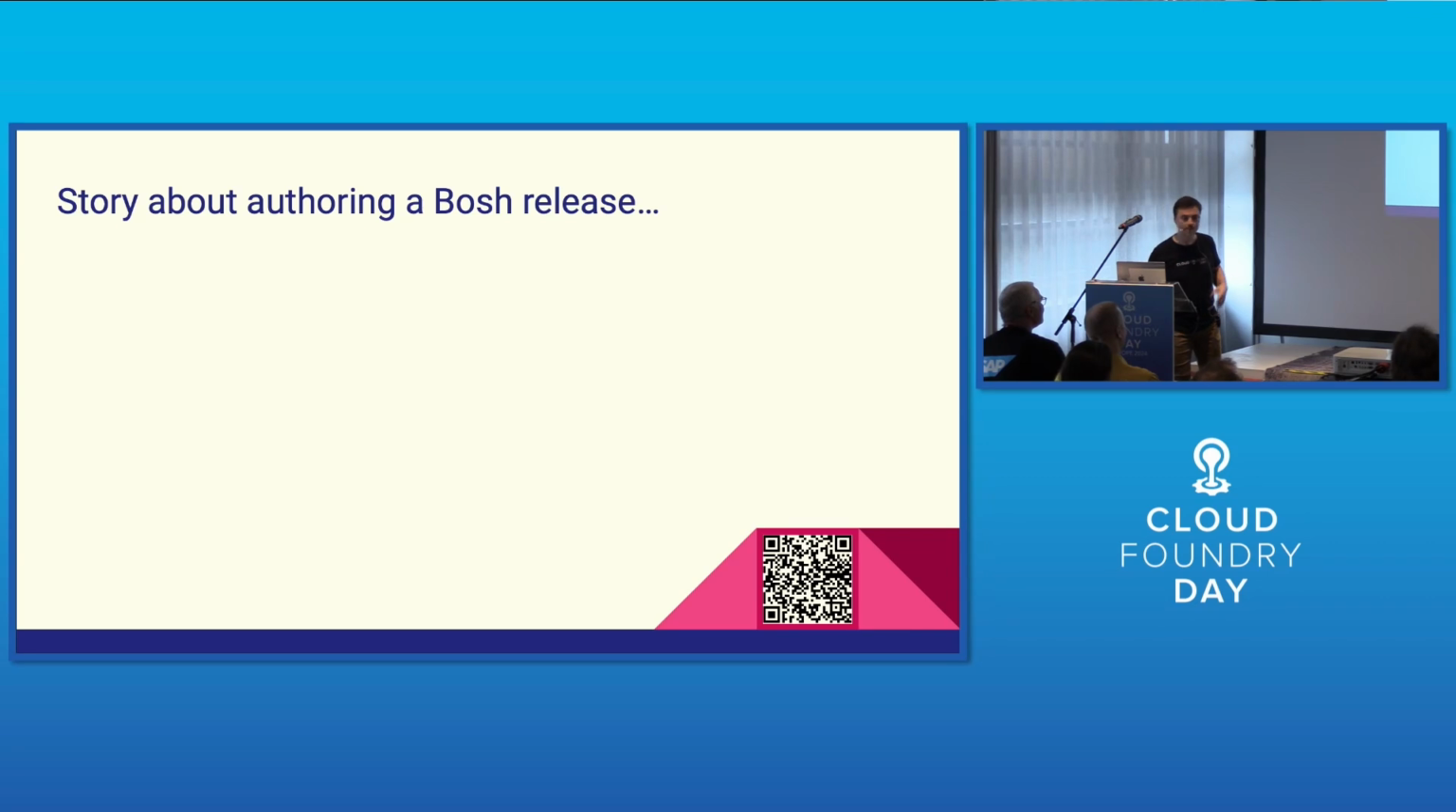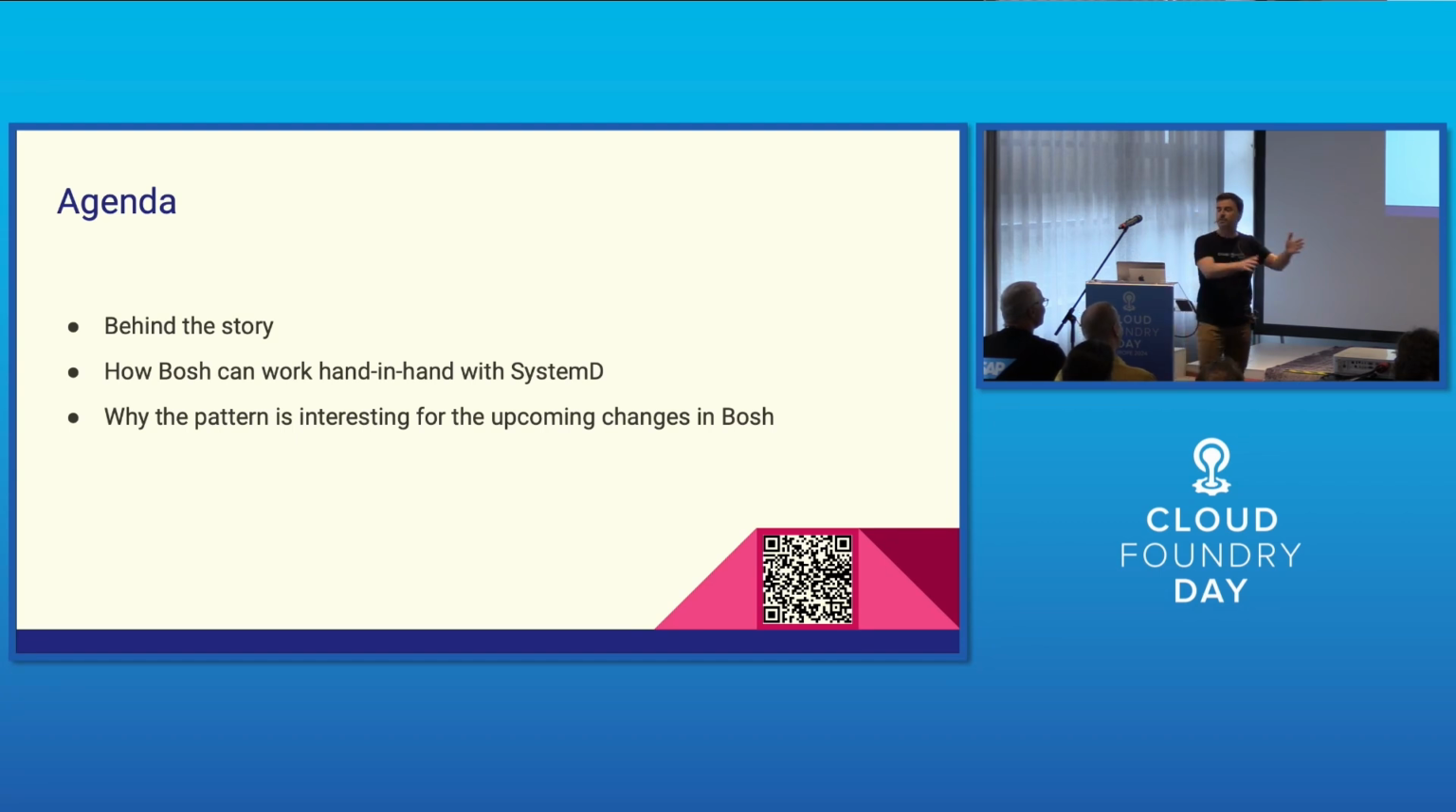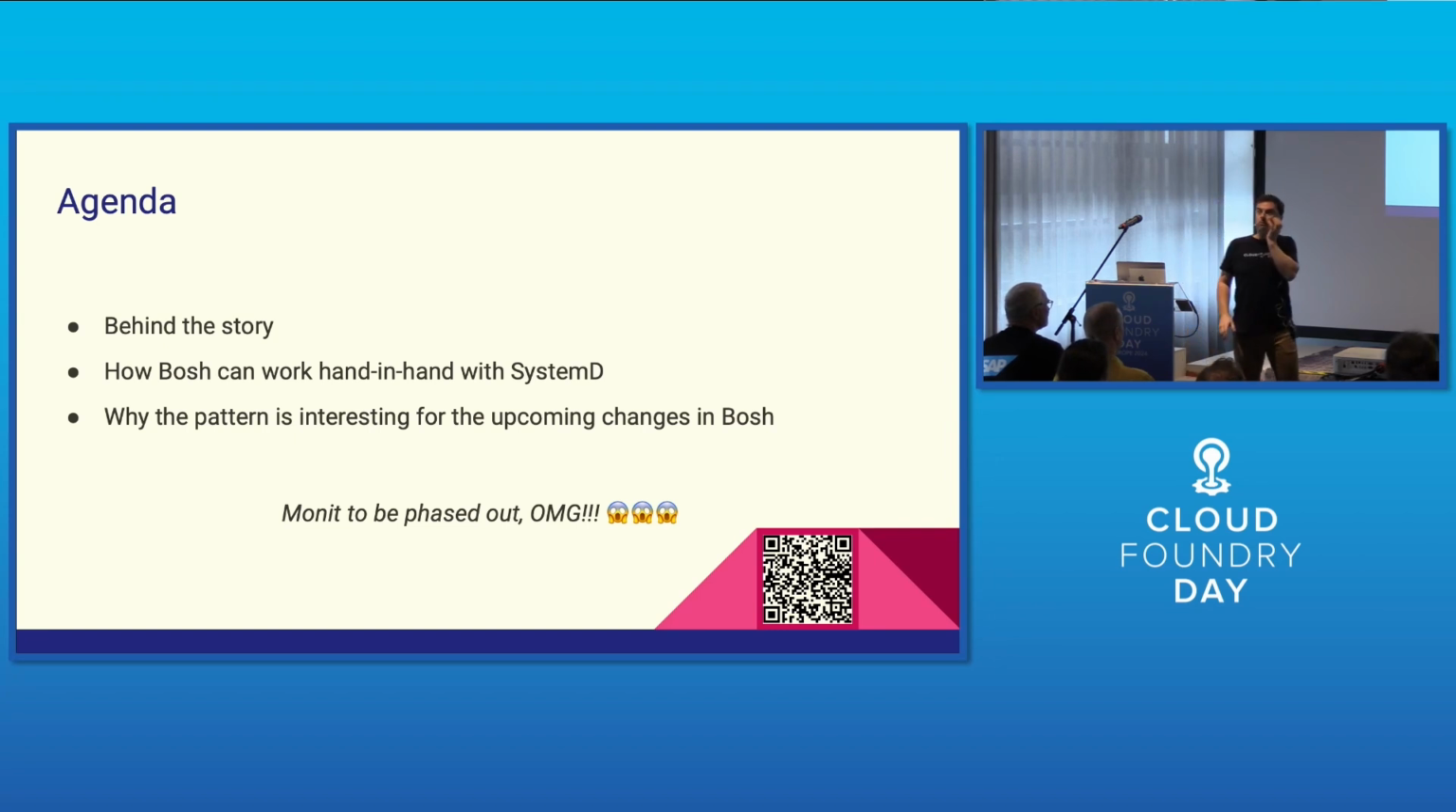Let's go. So it's a story about authoring a Bosh release. A Bosh release for deploying what? It's for deploying Kubernetes, like we know we need to build some Carvel stuff and deploy that. So what's behind the story is going to be on this agenda: how Bosh can work hand in hand with SystemD, and that's pretty tricky, but we are going to explain that in detail. And why the pattern is interesting for the upcoming changes in Bosh.